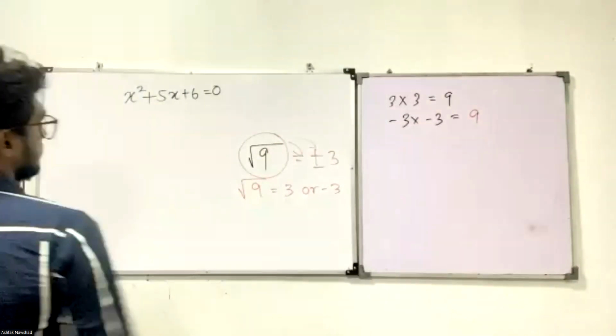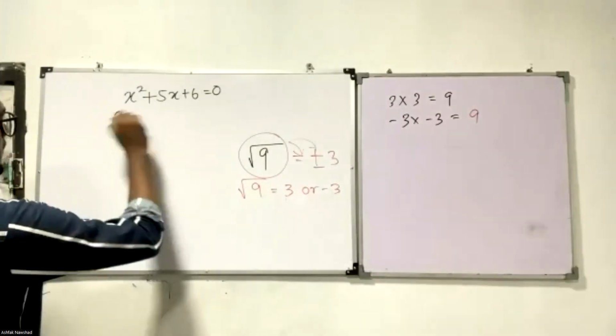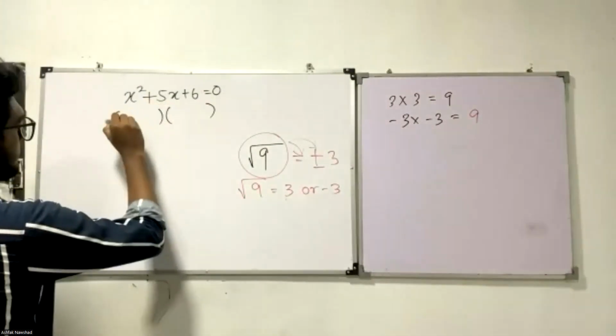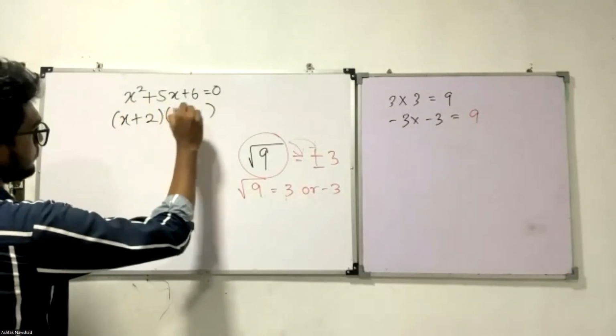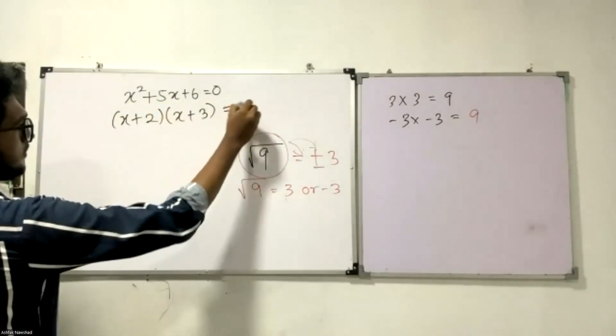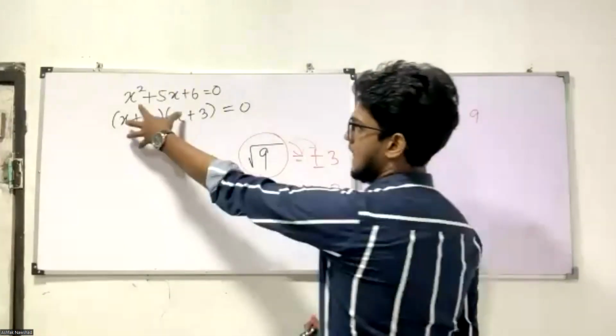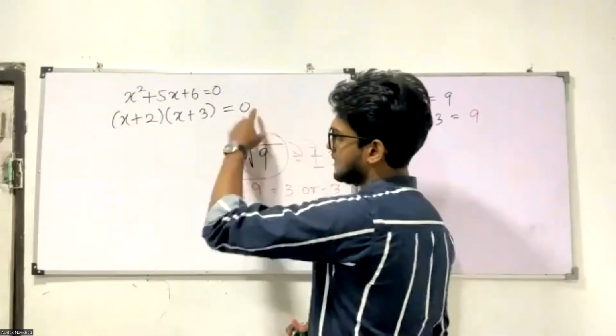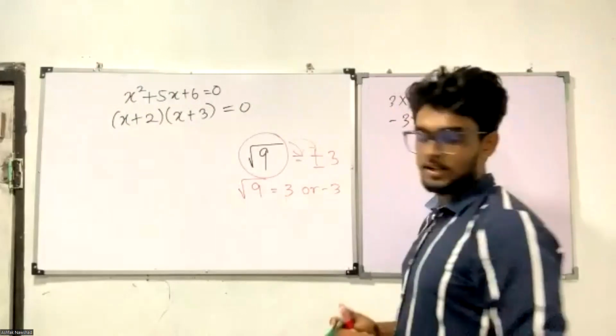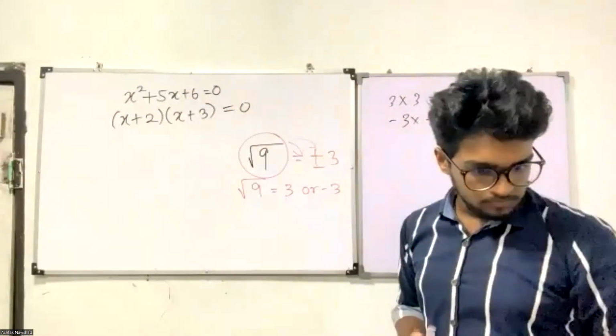See, for those who know factorization, they'll get an idea when I write this. These are the factors of this equation. x squared plus 5x plus 6 is (x plus 2) into (x plus 3).